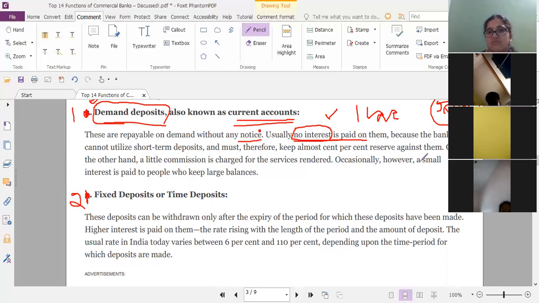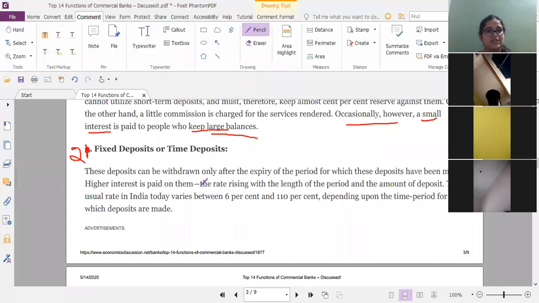So occasionally, sometimes they can give you a small interest rate, a very small interest rate, if the deposit is very large. This you must remember. Usually no interest rate, but occasionally a small interest rate, only if the deposits are very large.